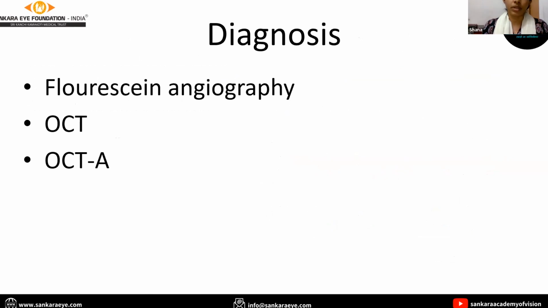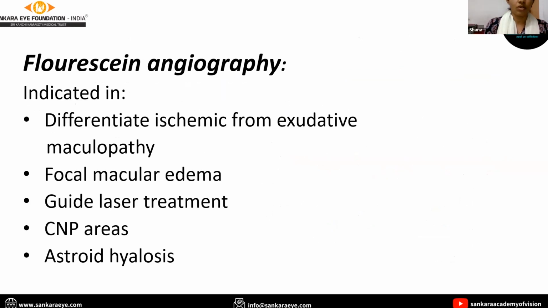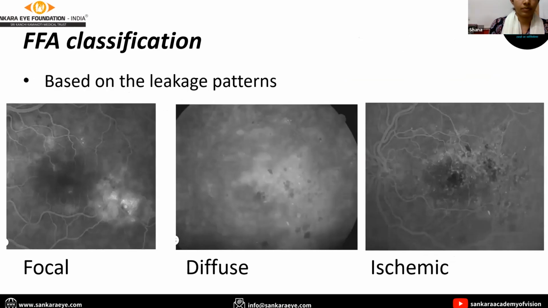Apart from the fundus examination, diagnostic modalities include fluorescein angiography, OCT, and OCTA. Fluorescein angiography is currently indicated to differentiate ischemic from exudative maculopathy, in case of focal macular edema to guide laser treatment, to find CNP areas, and in asteroid hyalosis or if the fundus view is poor. Based on the leakage patterns in FFA, DME is classified as focal, diffuse, and ischemic.